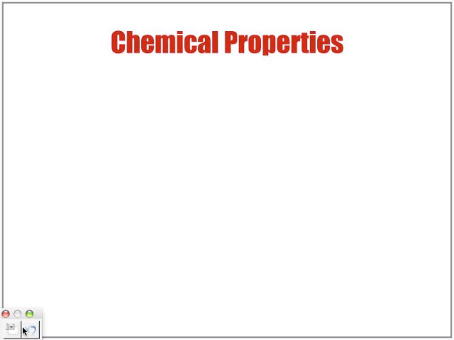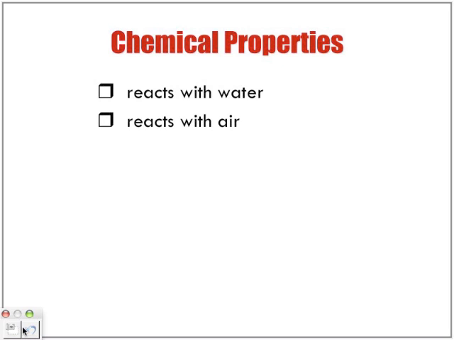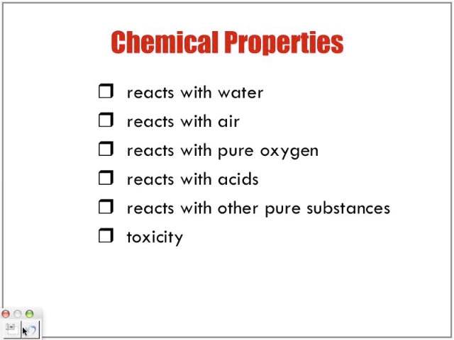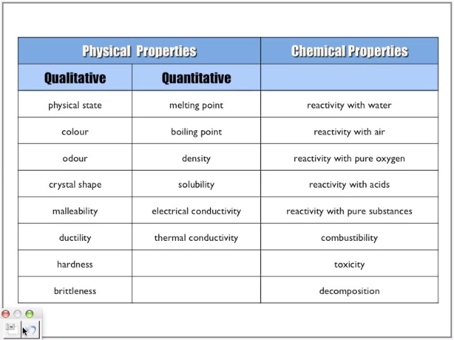Things to look for when describing chemical properties are: does it react with water? Does it react with air? Does it react with pure oxygen? Does it react with acids? Does it react with other pure substances? What is its toxicity? Is the matter stable? And does it combust? This is a chart showing the physical and chemical properties as described before. Some are a bit different, but that's just because they're related to each other, maybe opposites.